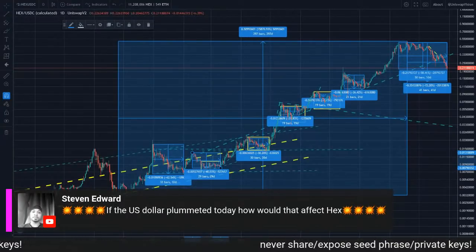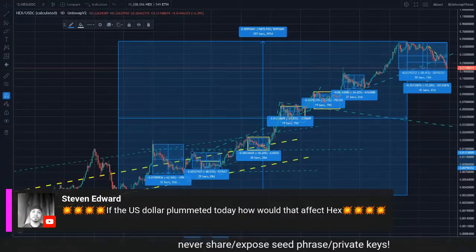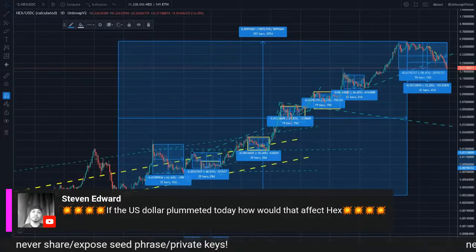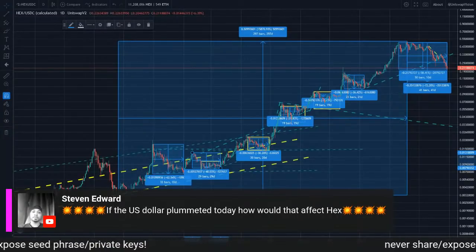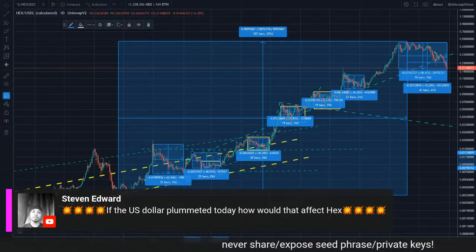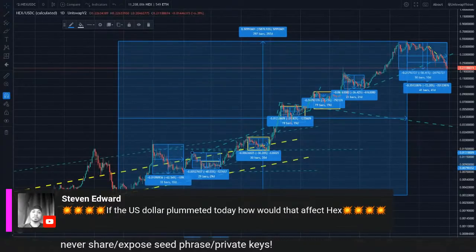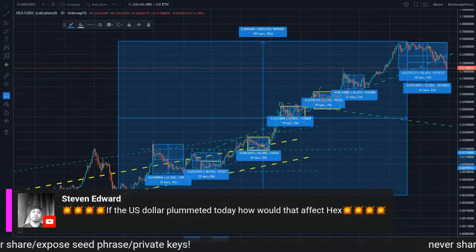The U.S. dollar plummeted today. That would send Hex to the moon, because if it's priced in dollars for us, and the value of those dollars decreases at a rapid rate, it has to increase the value of Hex by default. That's just math.